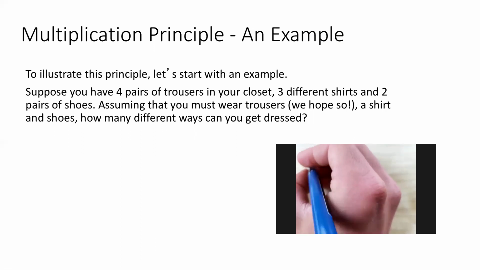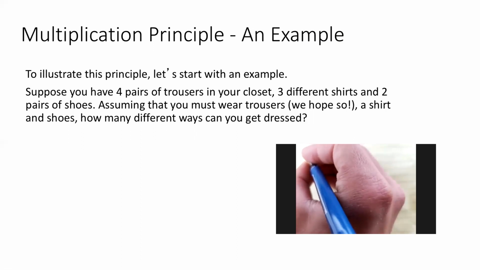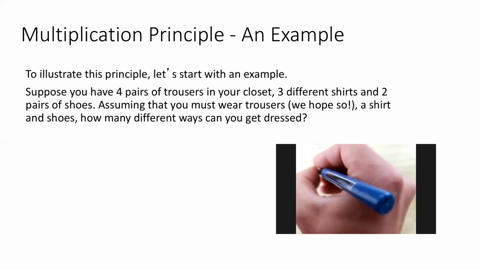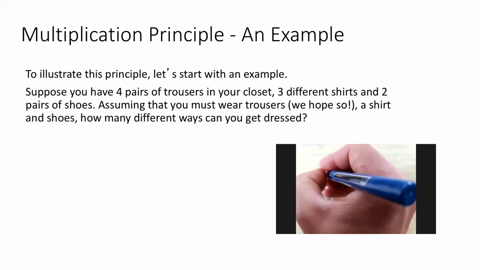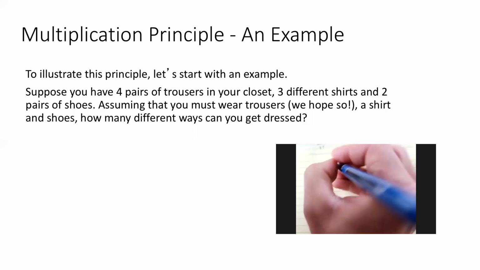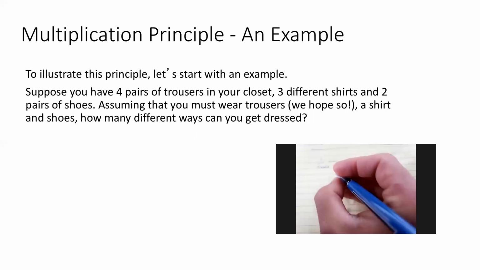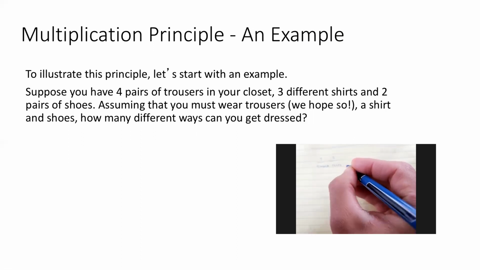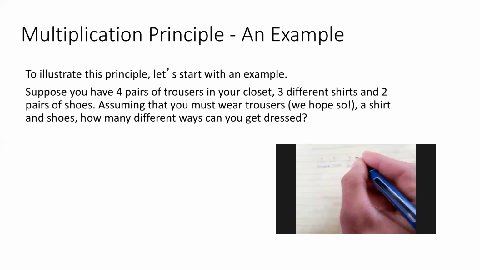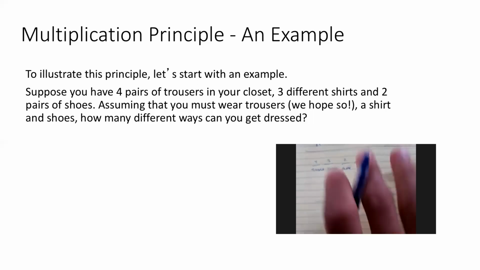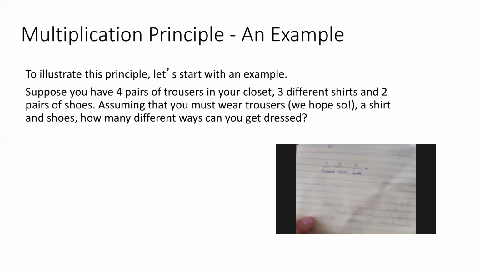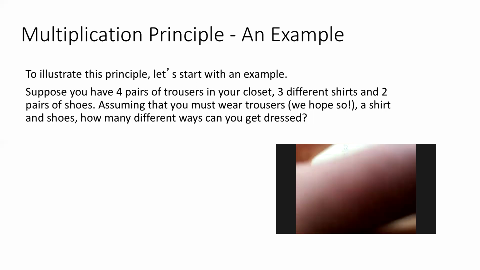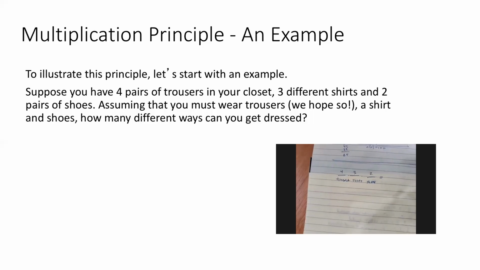So in this case, we're figuring out the number of clothing articles that we can wear, so ways that we can do this. We can pick 4 pairs of trousers. And then we can pick 3 different shirts. And we can pick shoes as well. And we can pick 2 different pairs of shoes. So in this case, we have 4 times 3 times 2, which gives us 24. That's the number of different ways you can get dressed.